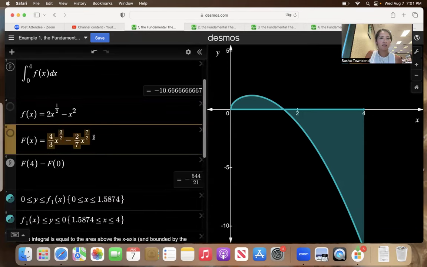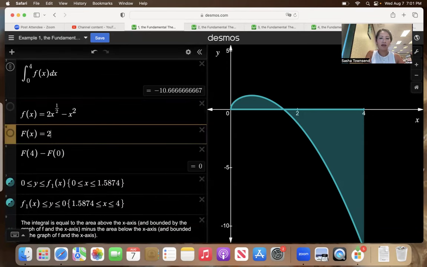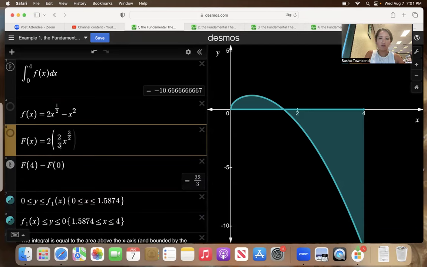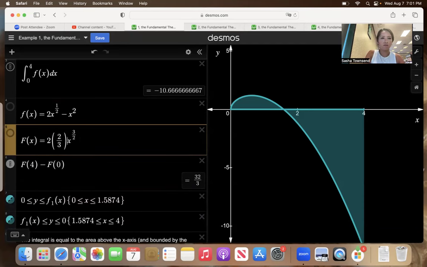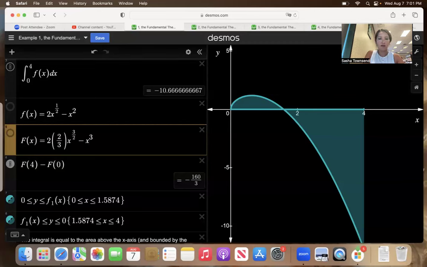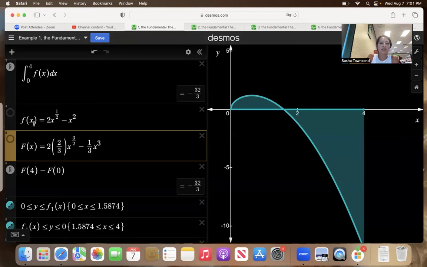First, we do what we just did: bring the 2 down, add 1 to the exponent, divide by the new exponent. Dividing by 3/2 is multiplying by 2/3. And then here we add 1 to the exponent and divide by the new exponent. And so we simplify this expression on paper. So we call that 4/3 times x to the 3/2 minus 1/3 x cubed. Evaluate at 4 and 0 and subtract. And we get this answer, which is the same as that answer. So we know we did it correctly.